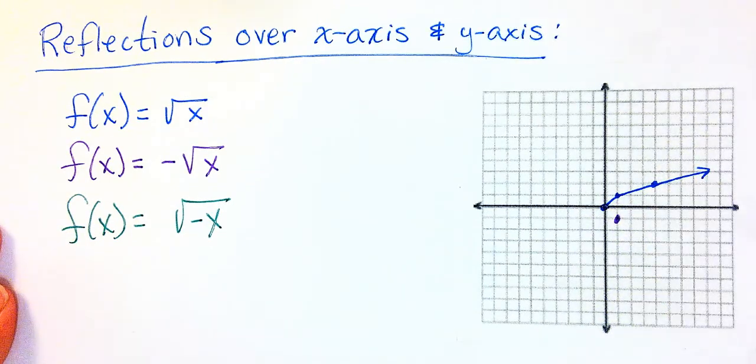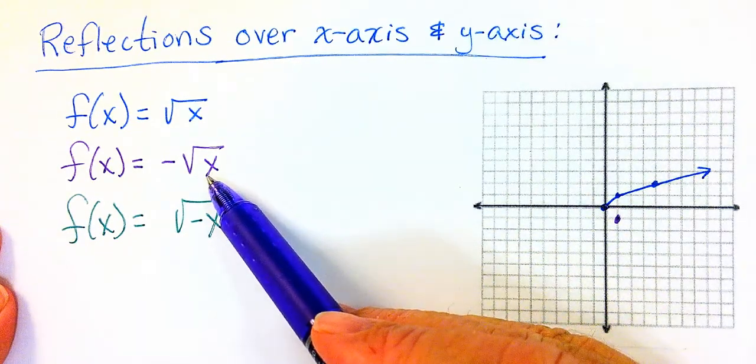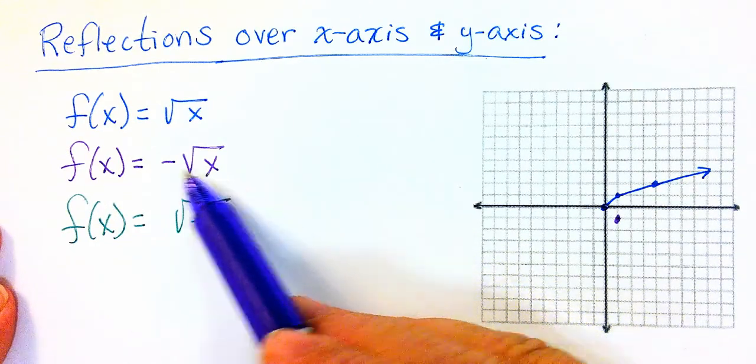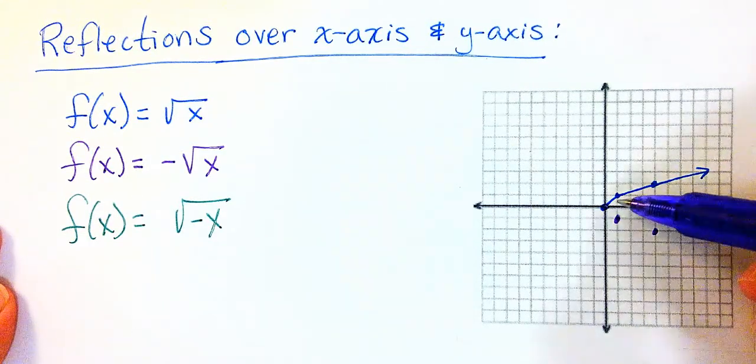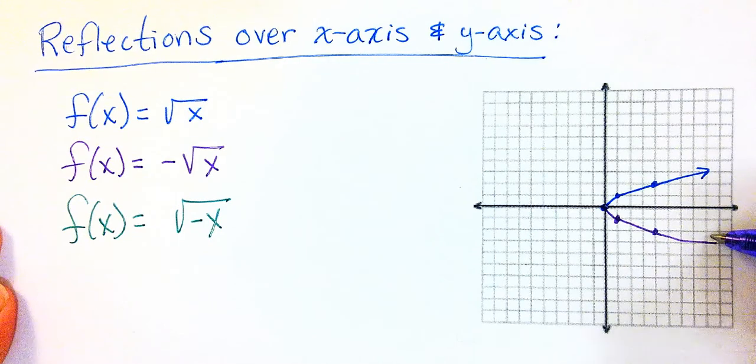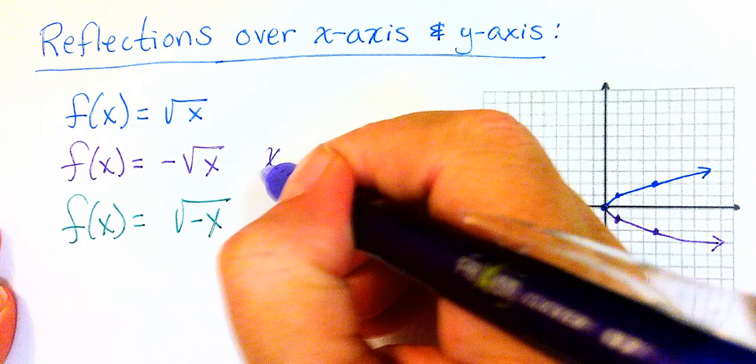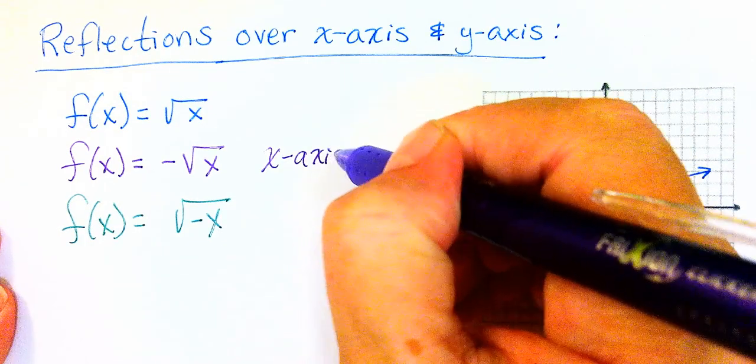And then let's look at 4. Square root of 4 is what? Square root of 4 is 2. And a negative in front makes it negative 2. So this is actually going down. So what happened here? It took this parent function and the negative in front reflected it down over the x-axis. So this is going to be a reflection over the x-axis.